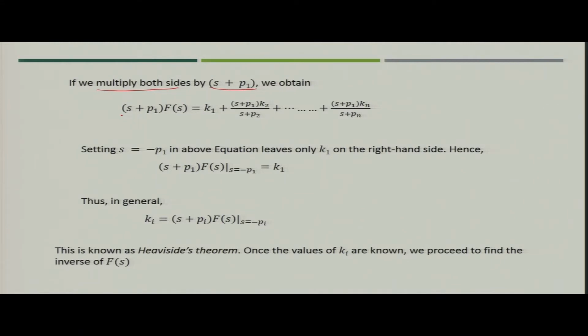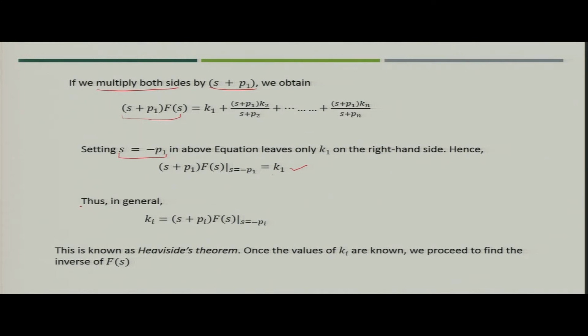When you multiply, this becomes (s+p1) F(s) equal to a constant term k1 plus the other terms where (s+p1) would be in the numerator. Now, if you set the value of s equal to minus p1 on both sides, the right side terms other than k1 become 0. So, you can simply say that the value of k1 is (s+p1) F(s), the whole product evaluated at s equal to minus p1. So, when you solve, you will get simply the value of k1.